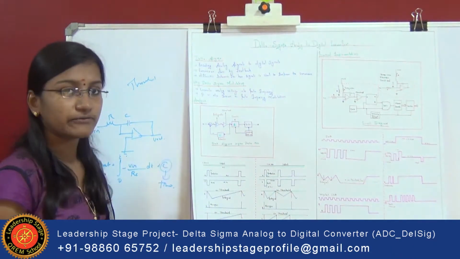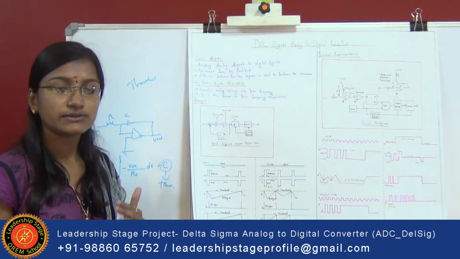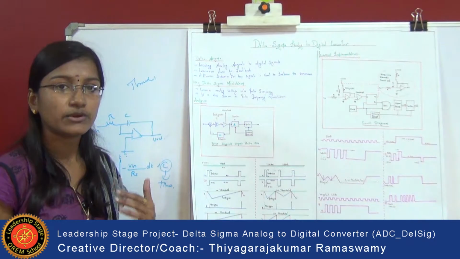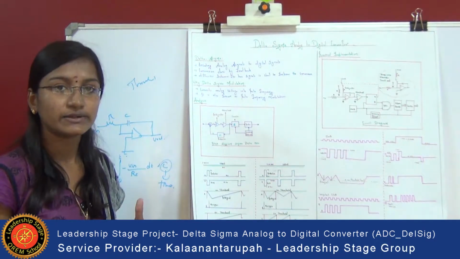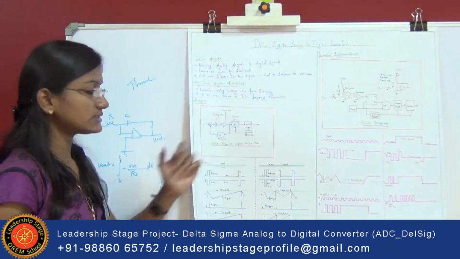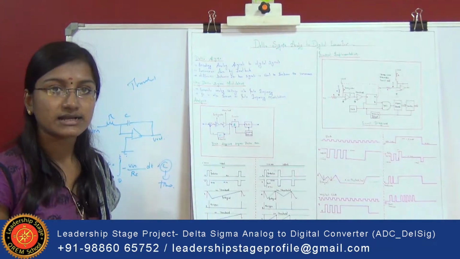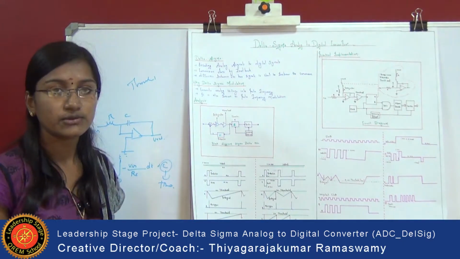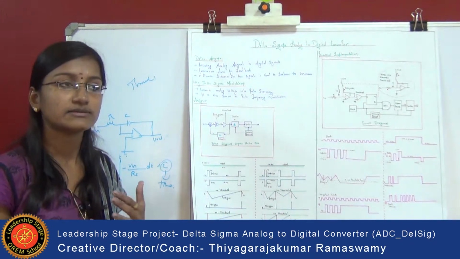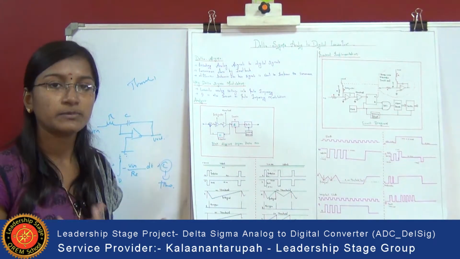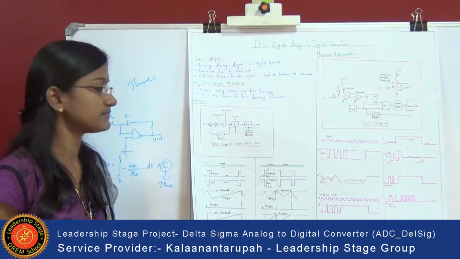And next is the buffer. The buffer is used to convert a high impedance signal into a low impedance signal. In order to do that, we use the buffer circuit. And coming to summing interval. The summing interval performs the addition operation. In digital circuits, we use adders and subtractors, for example half adder, full adder, half subtractor and full subtractor, for performing addition and subtraction.